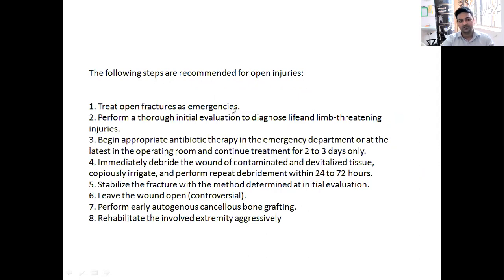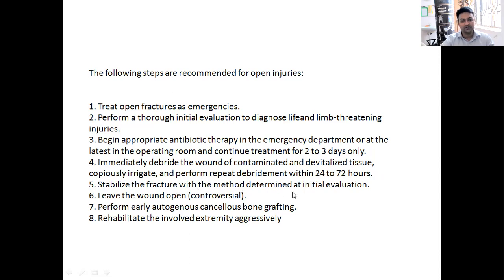Treat the open fracture as an emergency. Perform a thorough initial evaluation to diagnose life and limb-threatening injuries. Begin appropriate antibiotic therapy in the emergency department or at the latest in the operating room and continue treatment for 2 to 3 days only. Immediately debride the wound of the contaminated and devitalized tissue. Copiously irrigate and perform repeat debridement within 24 to 72 hours. Stabilize the fracture with the method determined at initial evaluation.